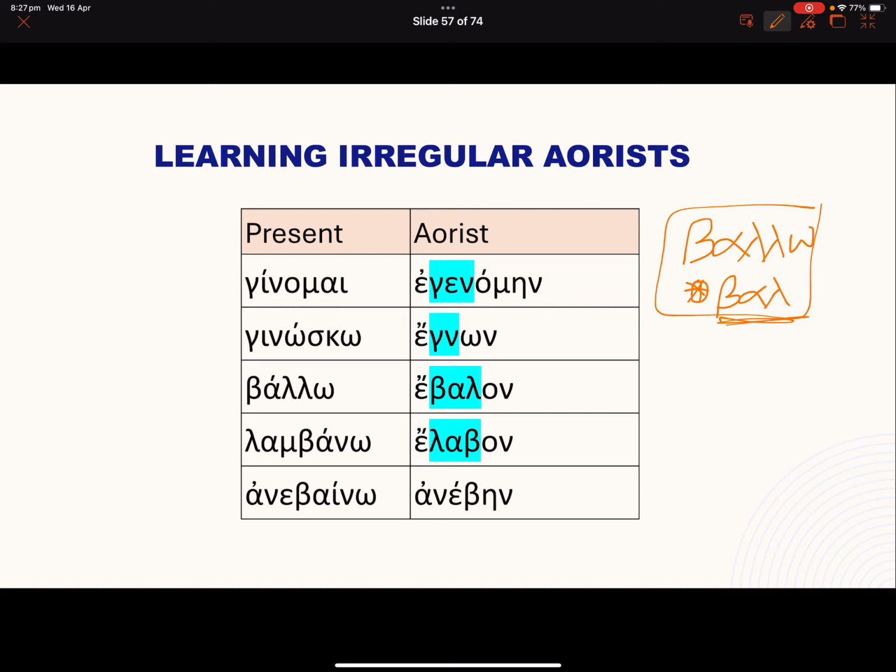So ginomai becomes, in the aorist, egenomen. Again, notice that it's using those middle passive endings because it's a middle-only word.